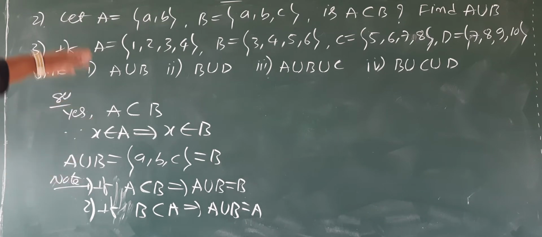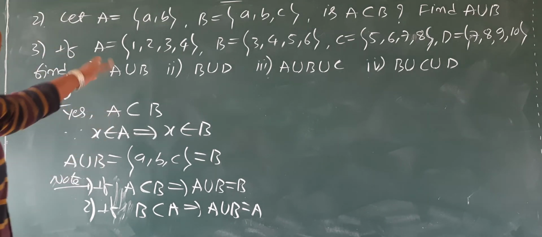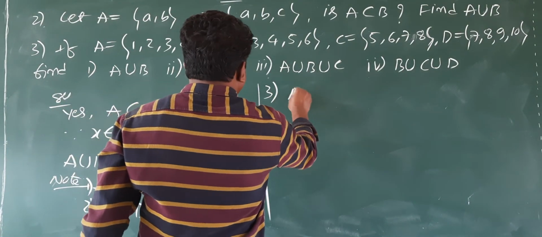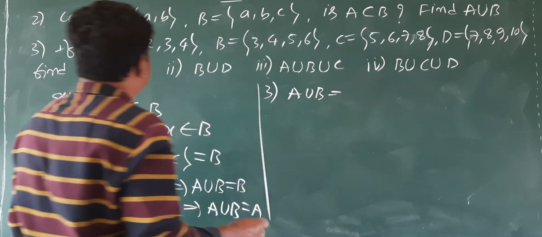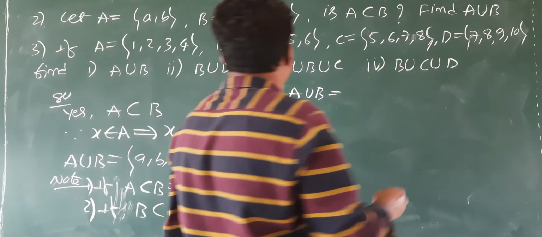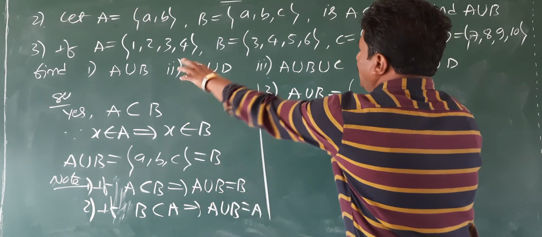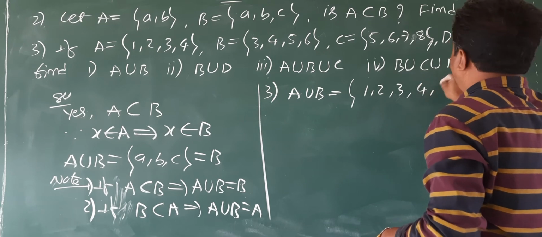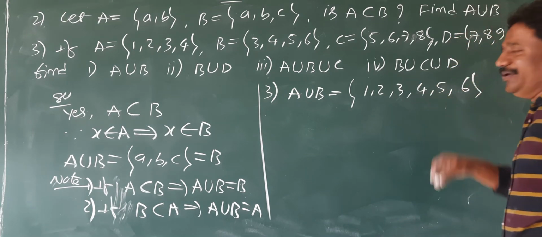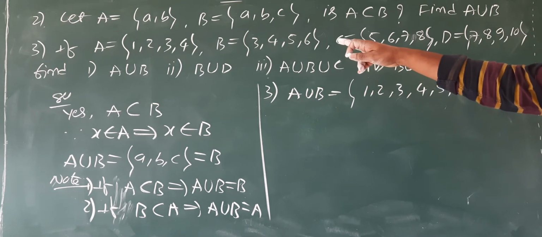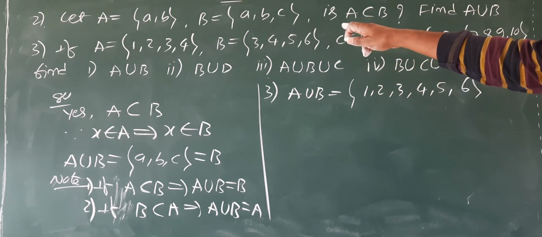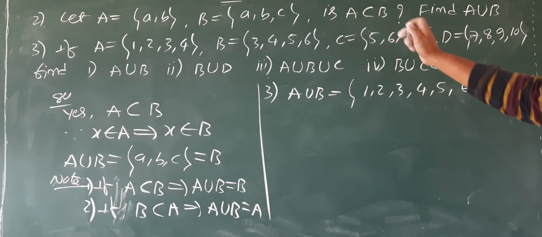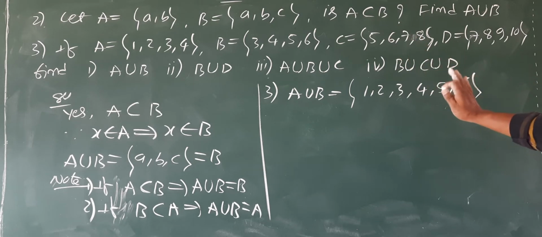Okay, students. Let us go for solving one more question. Finding A union B. Union means collecting. So A union B: 1, 2, 3, next 4, 5, 6. Nothing has been left. We collected all from both A and B. This is A union B.